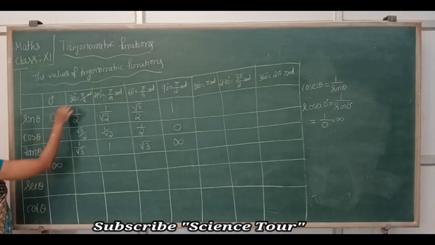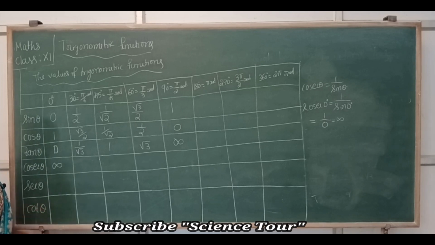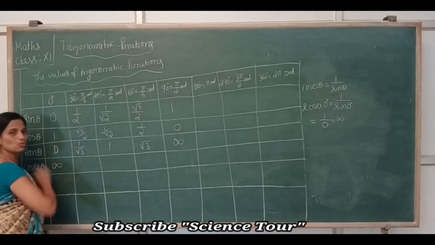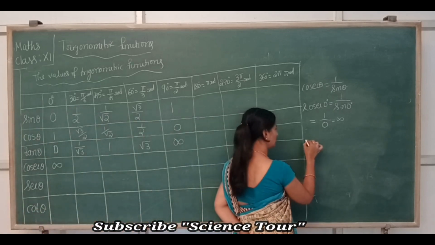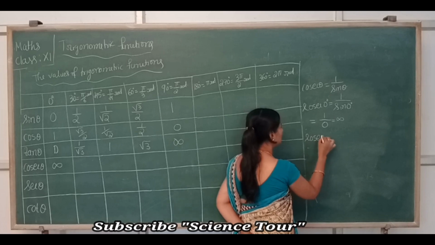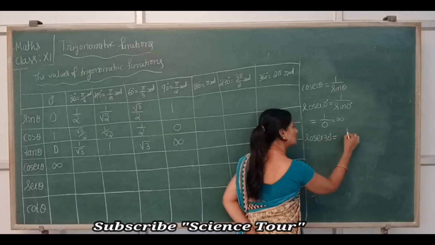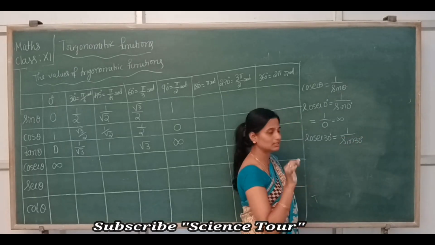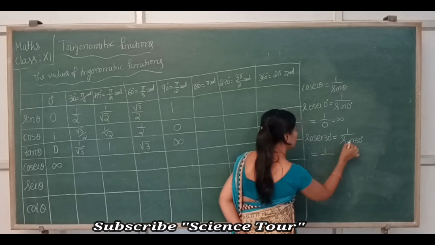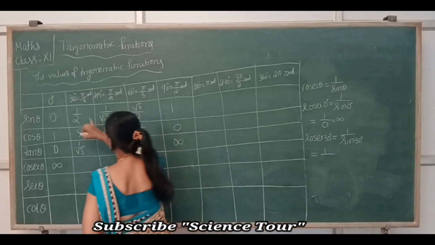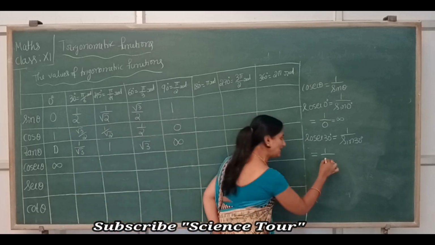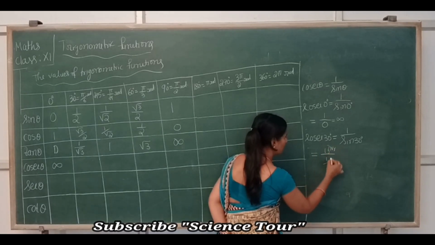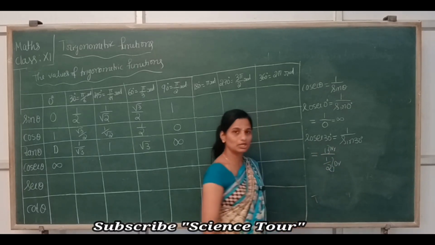Now next I need cosecant 30 degree. Cosecant 30 degree is the reciprocal of sine 30, which is 1 by sine 30 degree. What is the value of sine 30 degree from your table? It is 1 by 2. So that is 1 divided by 1 by 2. See, 1 is in the numerator and 1 by 2 is in the denominator.